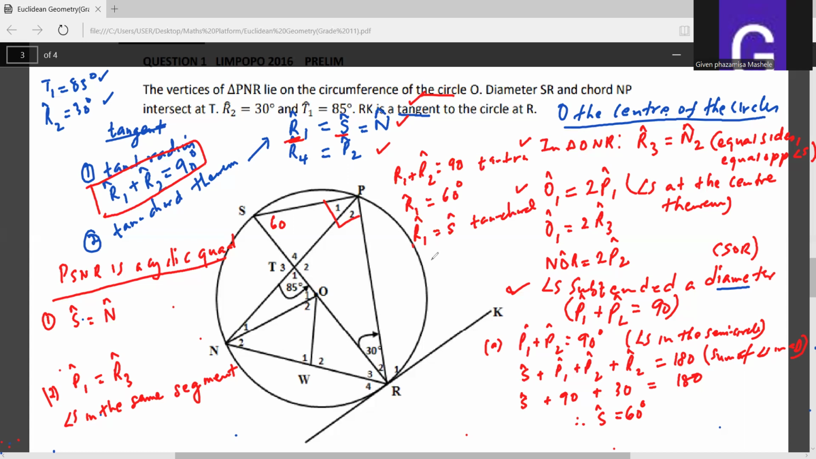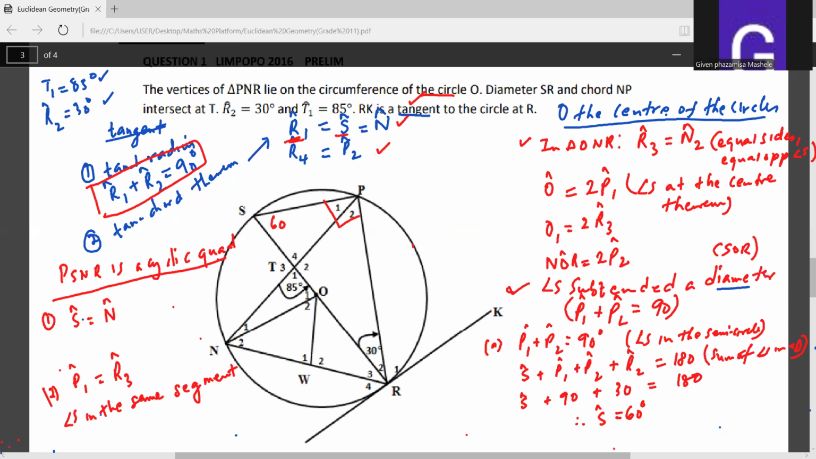So you see that angle S will still be 60 degrees. Whether you use this approach or there are many ways to skin a cat, I believe you understand. So angle S, it's 60 degrees. We got it.